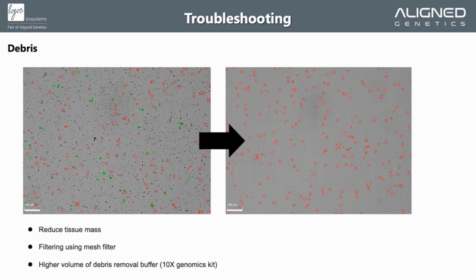And careful filtering with a nylon mesh filter can be beneficial. And if you're using the 10x Genomics nuclei isolation kit, you can use a higher volume of debris removal buffer, and that can help in effectively removing debris from your samples.